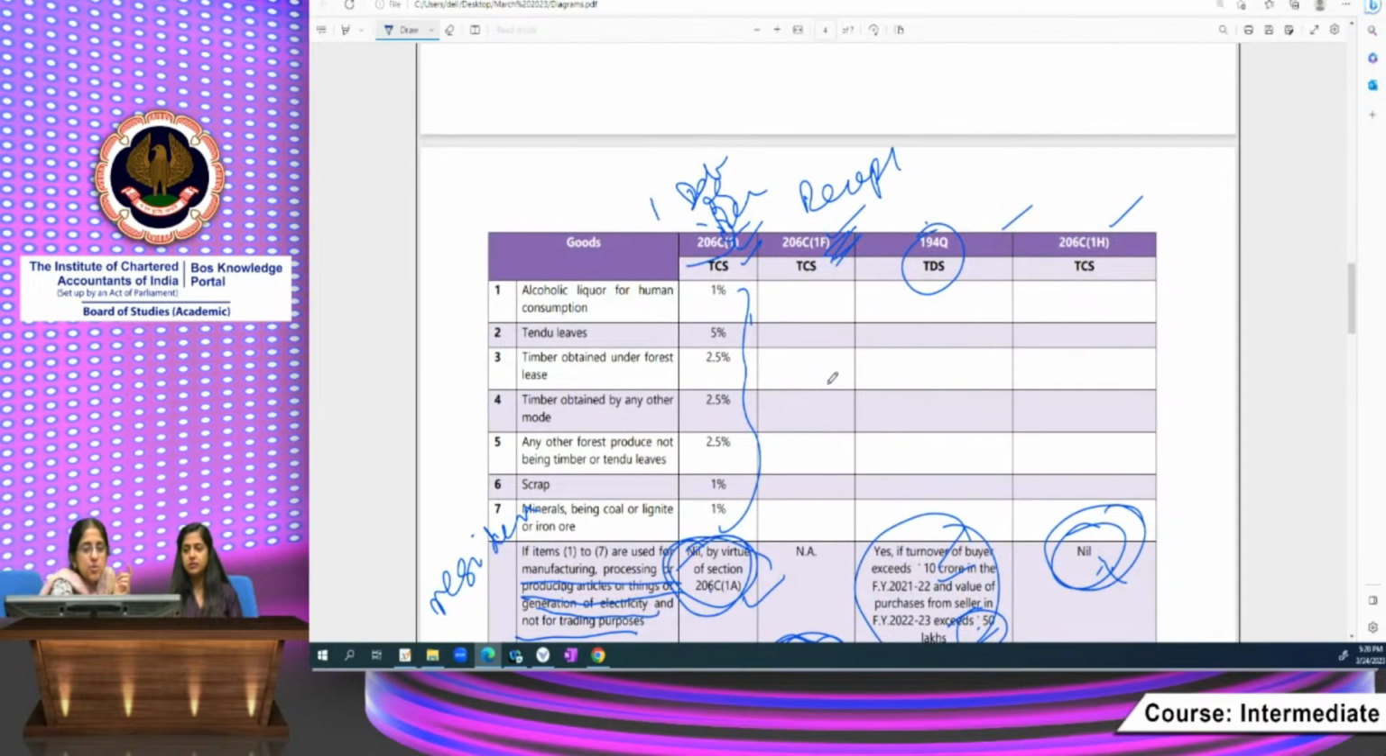First, 206C1. Okay, you have to see. Then 194Q, because these two are mutually exclusive. So this is motor car, this is all these products. So this you have to give first priority. After that, 194Q, then 206C1H.